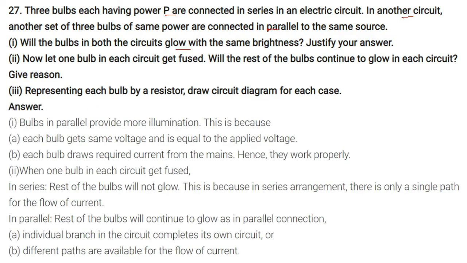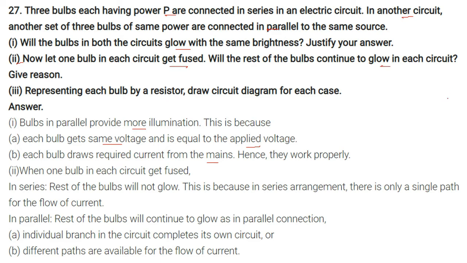So bulbs in parallel, they provide more illumination. Why? Because each bulb gets the same voltage, equal to the applied voltage. Each bulb draws the required current from the mains, therefore they work properly. Now, the second part is, let one bulb in each circuit get fused. Will the rest of the bulbs continue to glow in each circuit? Give reason. What happens in series?